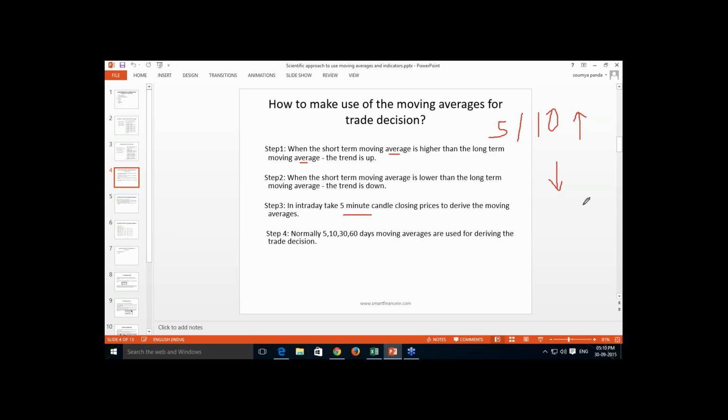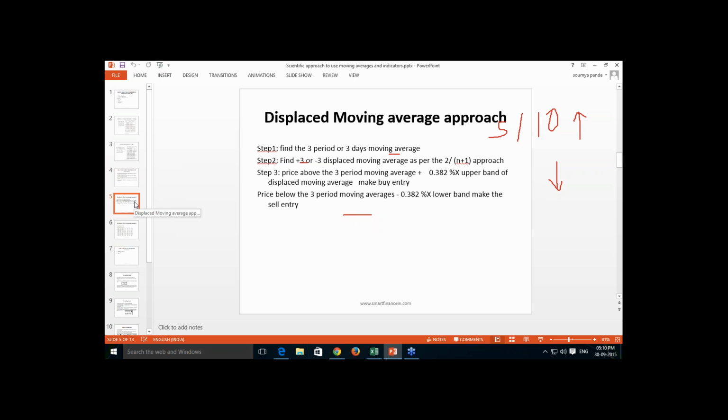When it comes to the displaced moving average, the approach is entirely different. Here, for the displaced moving average, first we have to find a 3-period simple moving average. Then we have to find a +3 or -3 displaced moving average. Very rarely do people use this moving average. Most standardized software in the market does not even have this facility. But this is a fantastic moving average, much more powerful than the simple and exponential moving averages, to identify a trend and to forecast trades, because this also uses the Fibonacci ratio.